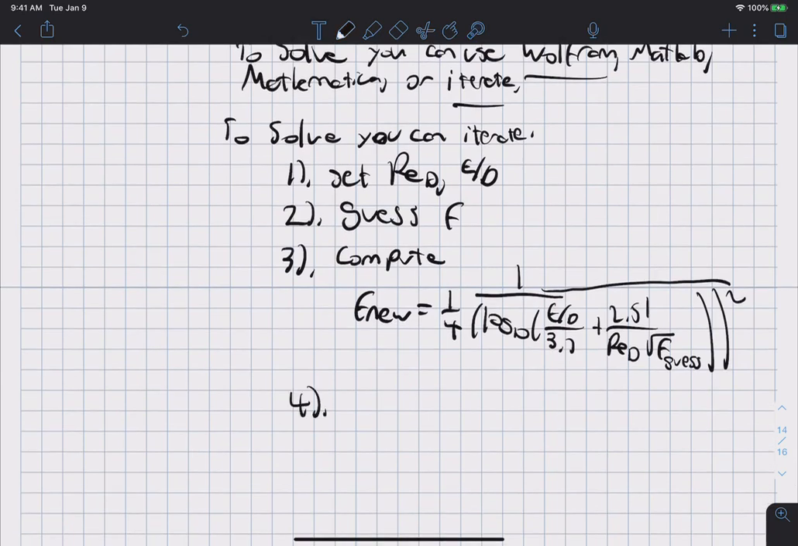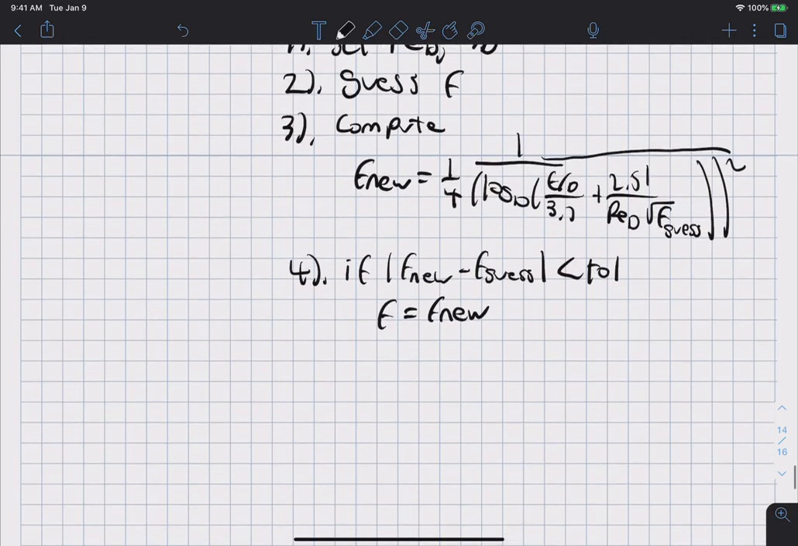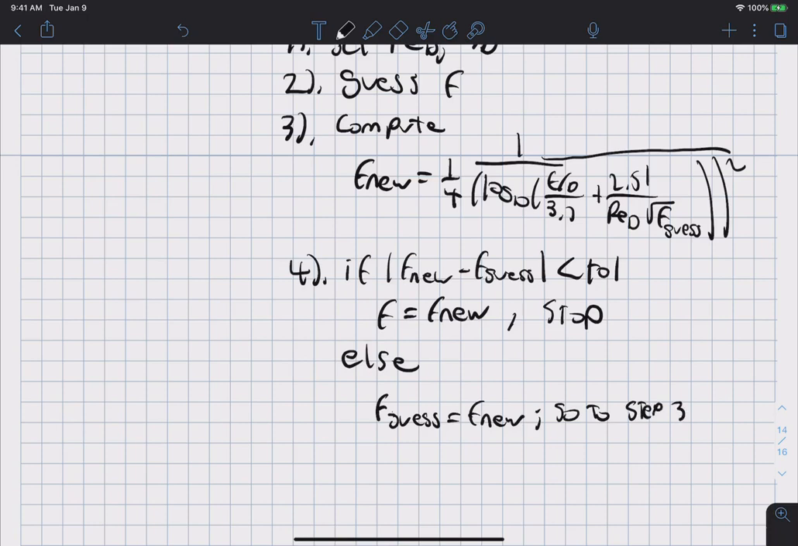Okay, and then 4, you have a criterion that if the absolute value of f new minus f guess is less than some error tolerance, which you need to specify, f equals f new, and then you stop after that. Else f guess equals f new, and you go to step 3. Okay.